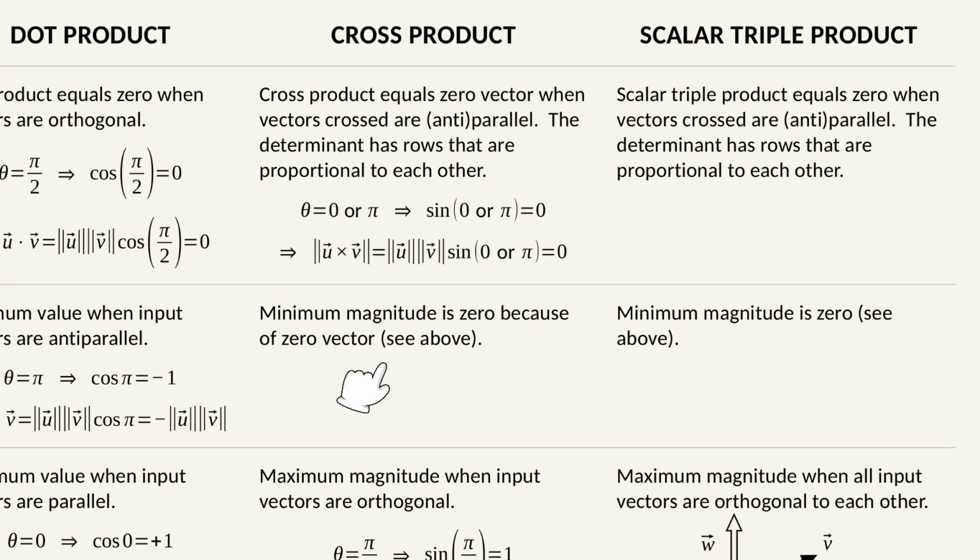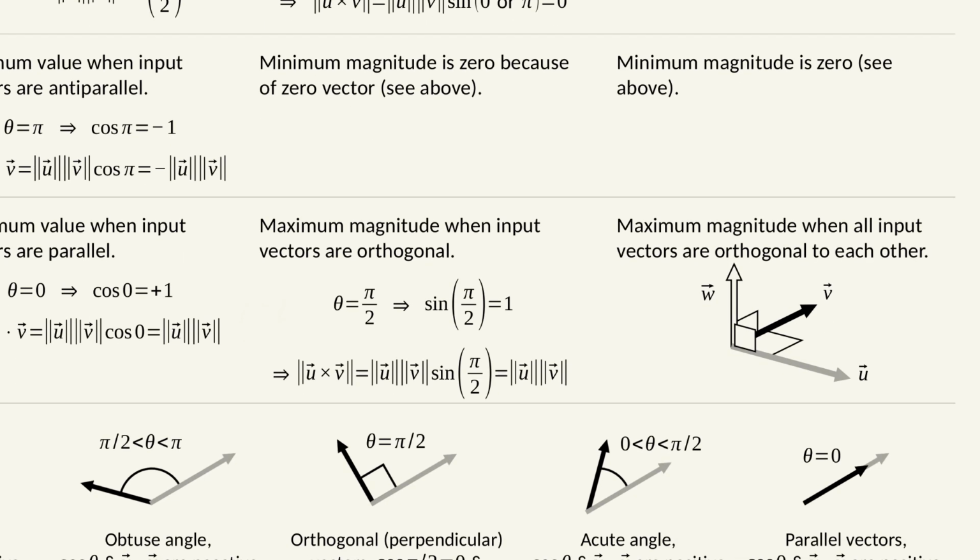The smallest magnitude we can get from a cross product is 0, which corresponds to the 0 vector. And we get the 0 vector when the vectors crossed together are proportional to each other, which goes back to the previous case. To get the maximum magnitude from a cross product, the vectors crossed together have to be orthogonal. The angle is 90 degrees, or pi/2 radians, and sine of that angle is equal to 1. Then the maximum magnitude of a cross product is equal to the magnitude of U multiplied by the magnitude of V.